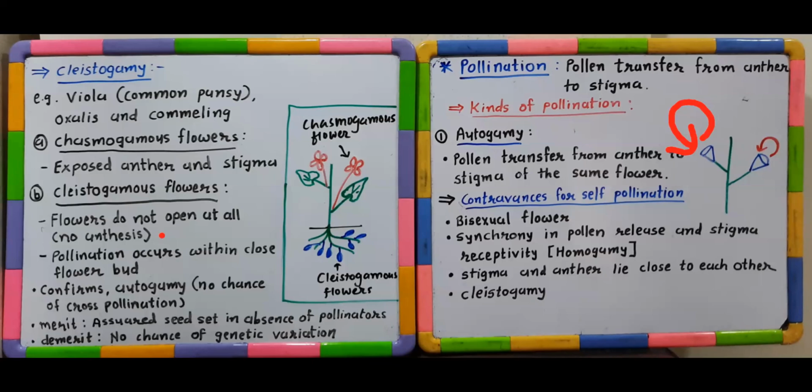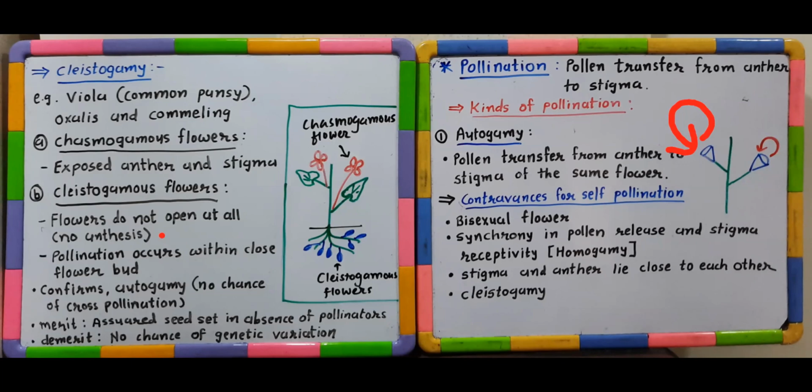The second thing that can promote self-pollination or autogamy is synchrony in pollen release and stigma receptivity. See, when the anther dehisces to release the mature pollen, and if it is a bisexual flower, it is likely to drop on the stigma of the same flower. And if that stigma at that time is receptive enough, receptive means it is allowing the germination of pollen grains in that period. So we say it is receptive enough.